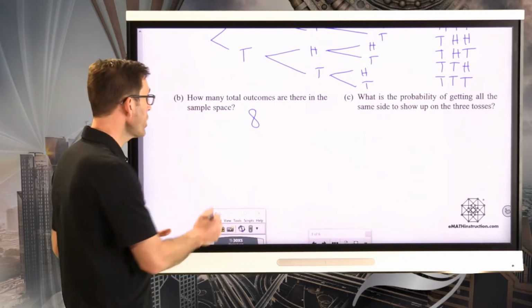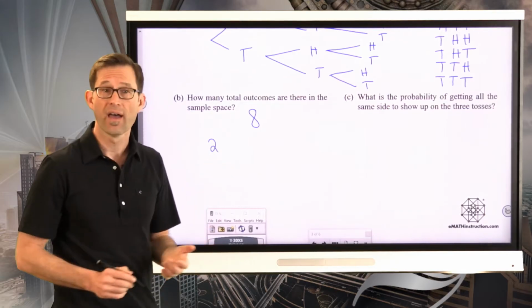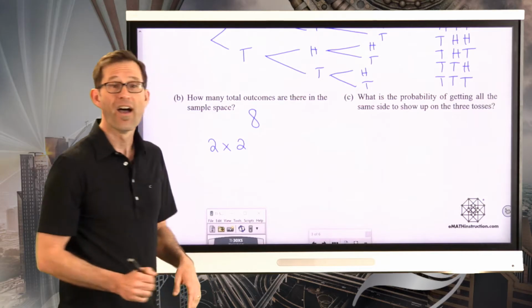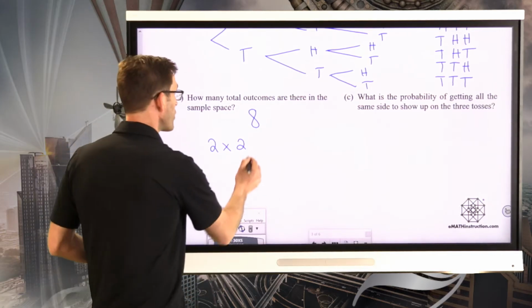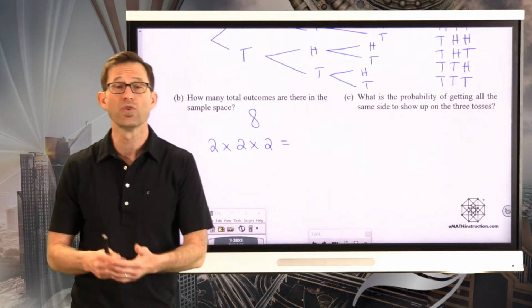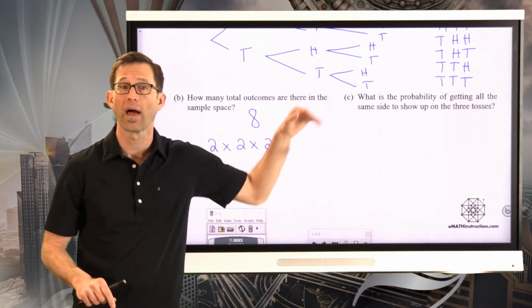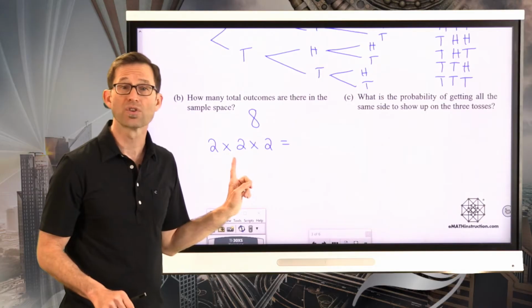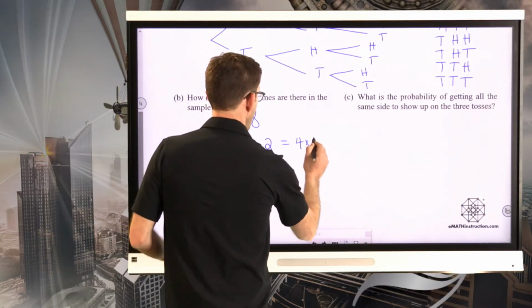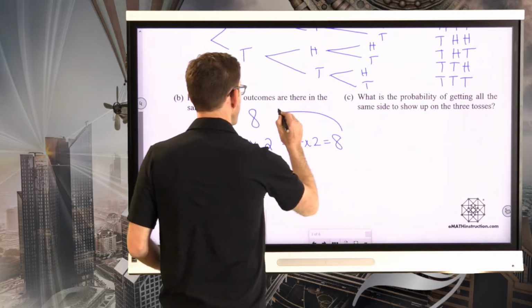Well, on coin 1, there were 2 possibilities, head and tail. For coin 2, there were 2 possibilities, head and tail. And for coin 3, there are 2 possibilities, head, tail. Now remember, I'm not adding. I'm not doing 2 plus 2 plus 2, then there'd be only 6 total outcomes. No, I've got 2 times 2, which is 4, times 2 gives me that 8, right?